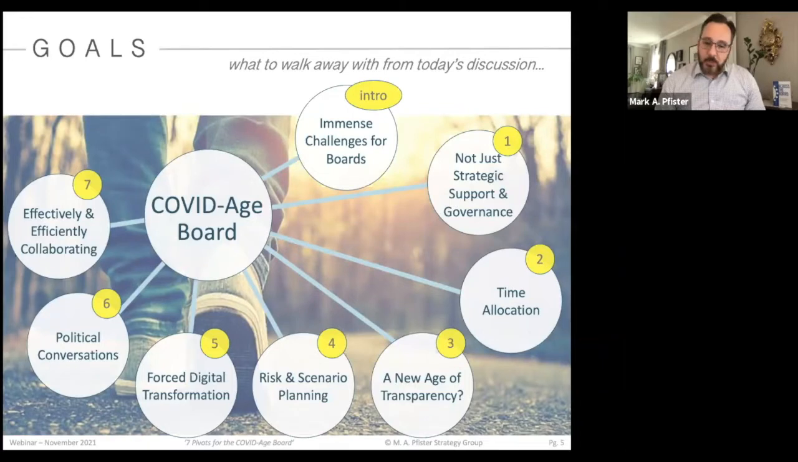Risk and scenario planning, one of my favorite topics to talk about. Unfortunately, it's one of the least focused on areas in the boardroom. We'll touch on some of those things, both as it relates to boards that were exposed when the pandemic hit and what they're doing today to overcome that and really infuse this risk and scenario planning into their operations, the board operations. Forced digital transformation, this should not be a surprise to anybody on this particular discussion today.